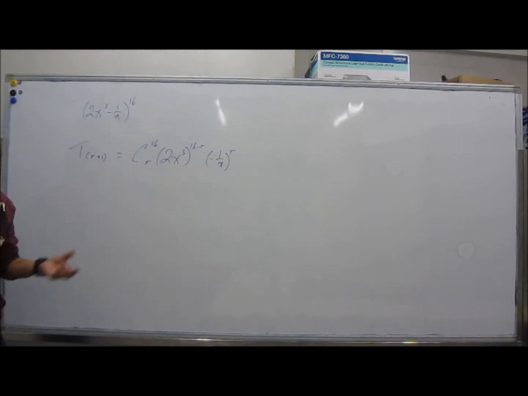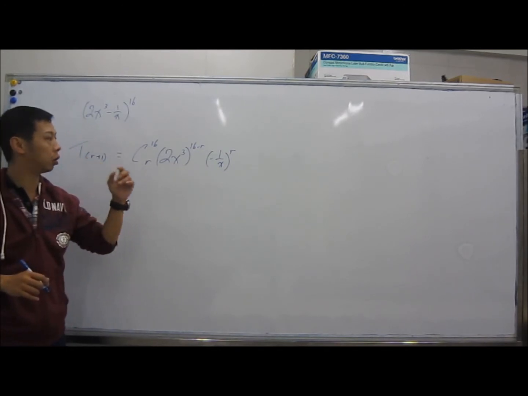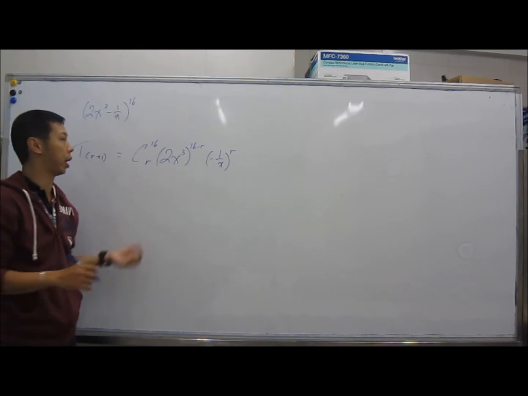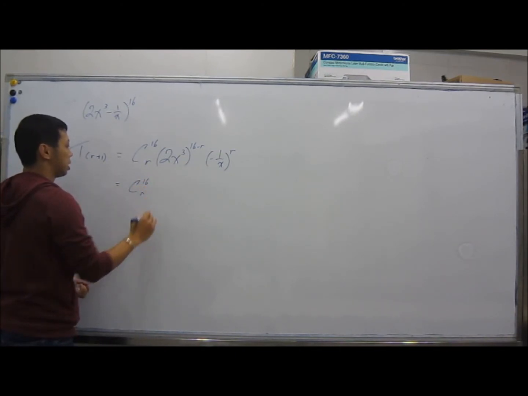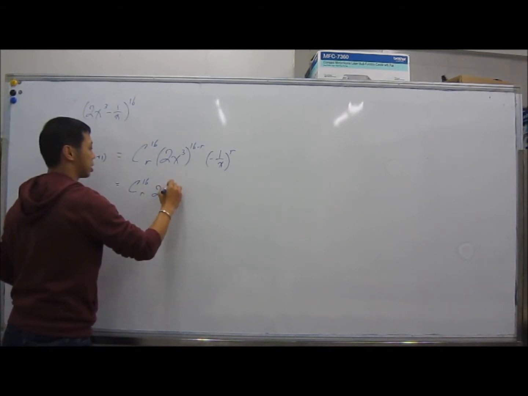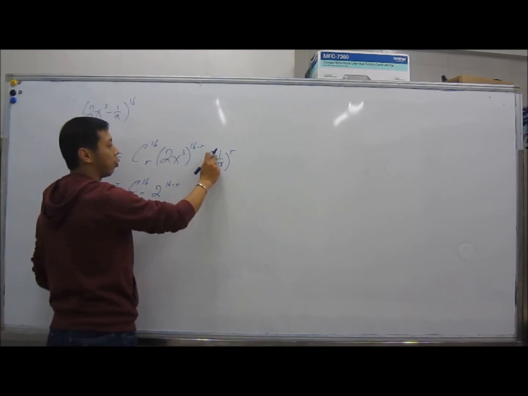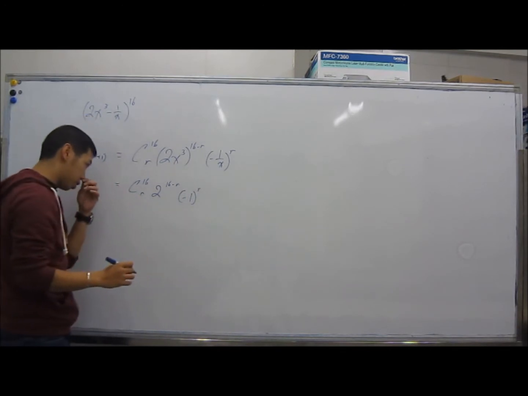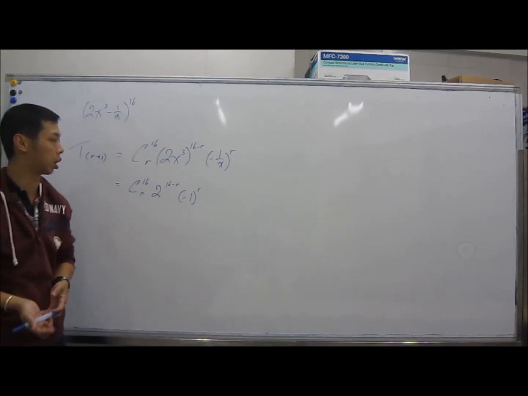Now, after this, we want to move the x's together and the constant numbers together. For the numbers, we have C(16,r), this is a number, and then 2^(16−r), another number. Last, (−1)^r. This also should be included, because if we don't have this, the sign will be changed. Sometimes it's positive, sometimes it's negative.